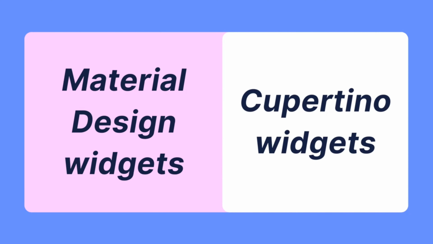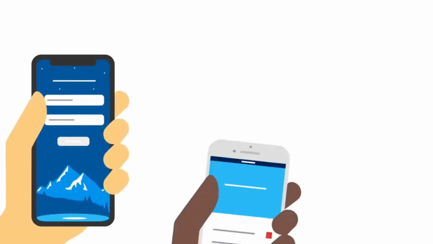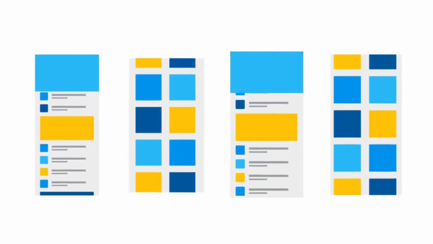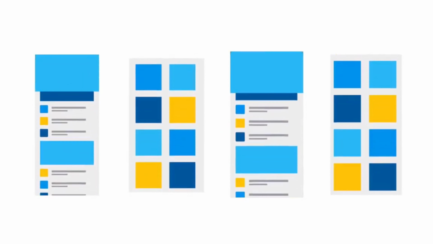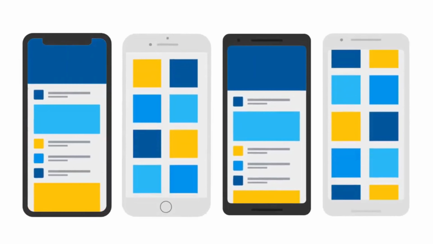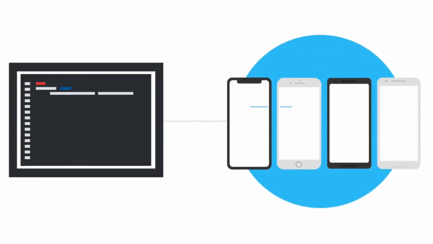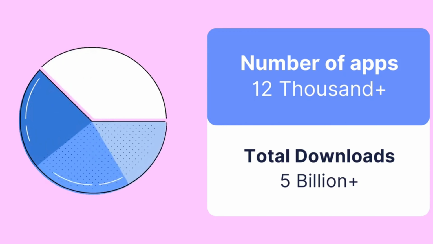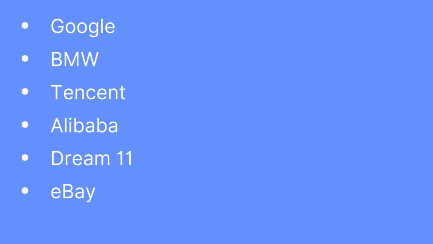If we talk about some facts about Flutter, it was released in December 2018. Now it's 2021, as I am making this video, and by using Flutter, about 12,000 plus applications have already been developed. And if we talk about total downloads of these applications, it has gone up to 5 billion. Some popular companies are Google, BMW, Tencent, Alibaba, Dream11, and eBay. So these are some of the popular companies that are using Flutter in their applications. If you learn Flutter, then you will get good growth in your career.